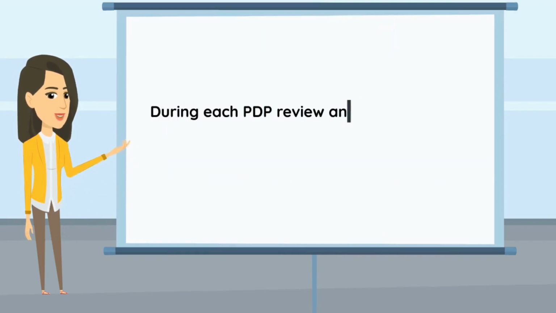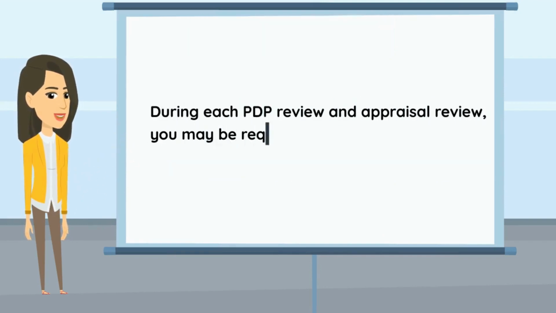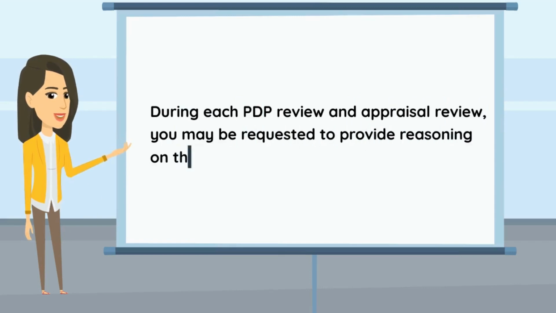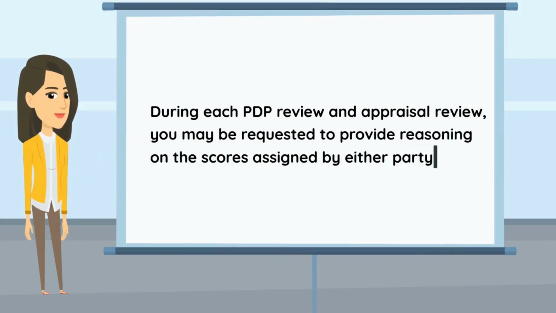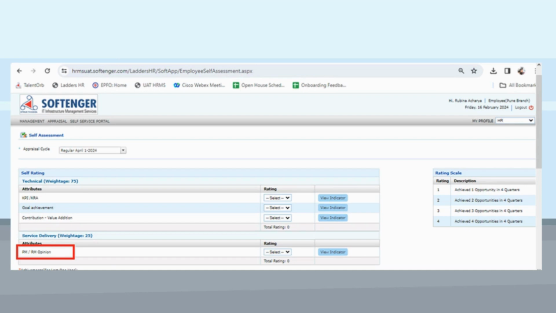During each PDP review and appraisal review, you may be requested to provide reasoning on the scores assigned by either party. You can give yourself 4 if you have achieved all the above 5 aspects. You can give yourself a score of 3 if you have achieved any 4 aspects. You can give yourself a score of 2 if you have achieved any 3 or 2 of the above aspects. In other cases, you can give yourself a score of 1.